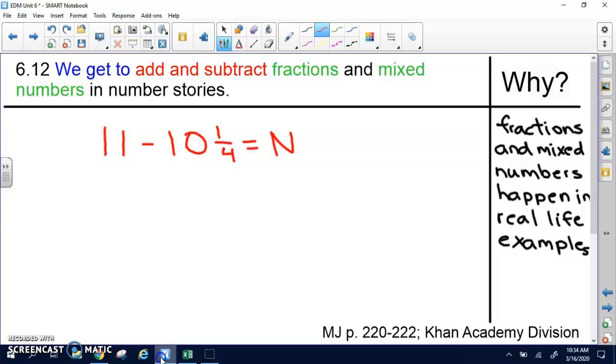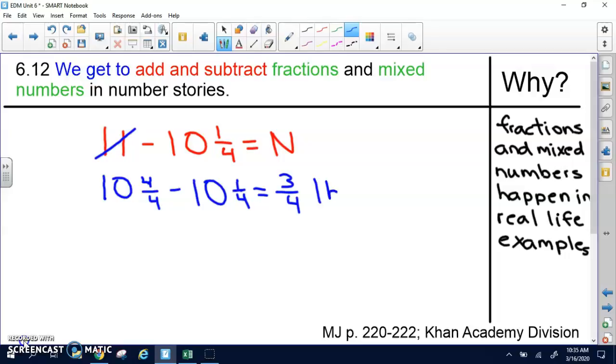Right here, I cannot do 11 wholes minus 10 wholes because I still have the 1/4 pound left over. So what I'm going to do is take my 11 pounds and borrow from it, creating it as 10 and 4/4 of a pound. Now I can subtract my 10 and 1/4 pounds. So I can take my 10 wholes minus my 10 wholes, so that I'm going to have 0 wholes left over, and 4/4 minus 1/4 equals 3/4. So I know that our 1-subject notebook is 3/4 of a pound.